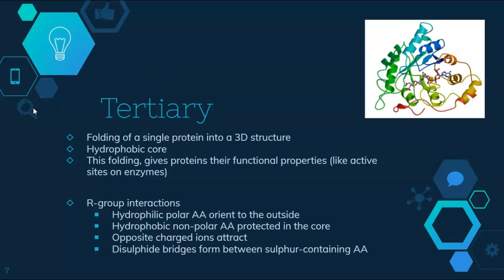Those R group interactions, remember R groups are part of amino acids. If you have a hydrophilic polar amino acid, that's going to orient itself to the outside because it will play well with water, whereas the hydrophobic non-polar amino acids will be protected on the inside. Opposite charged ions attract each other, so they will meet up and help fold this protein into the shape that it wants to be in, and disulfide bridges form between sulfur-containing amino acids. So if you have 2 amino acids that have sulfur in them, they will connect together because they will form a bridge.